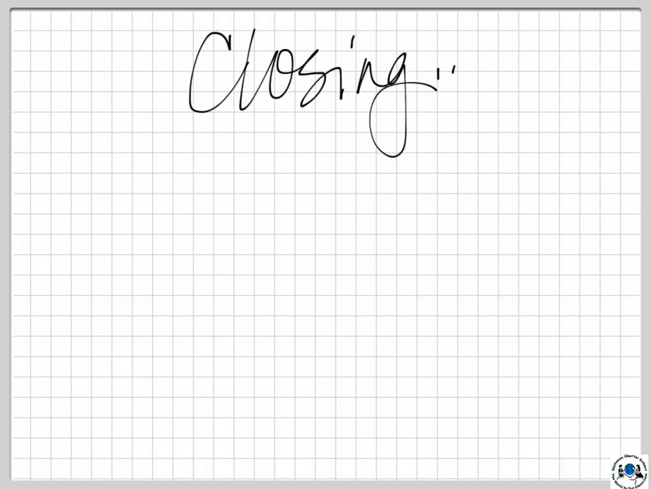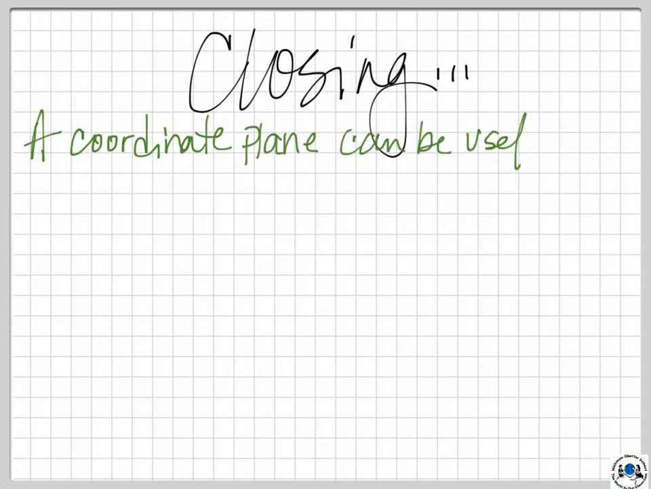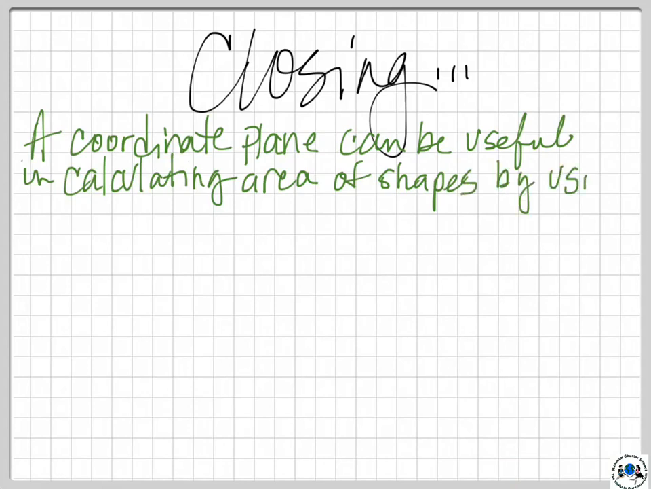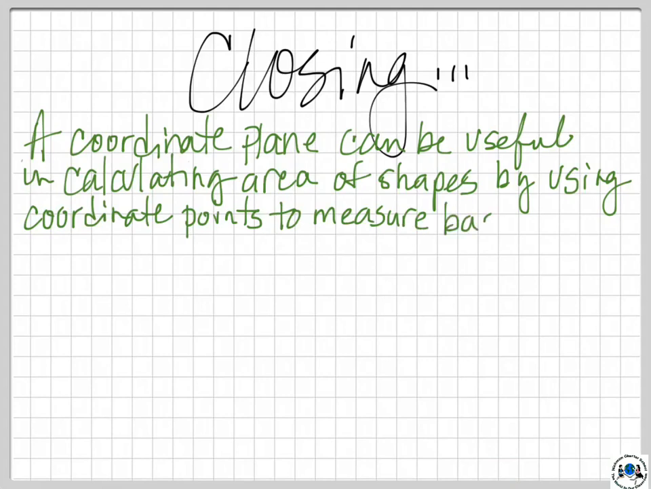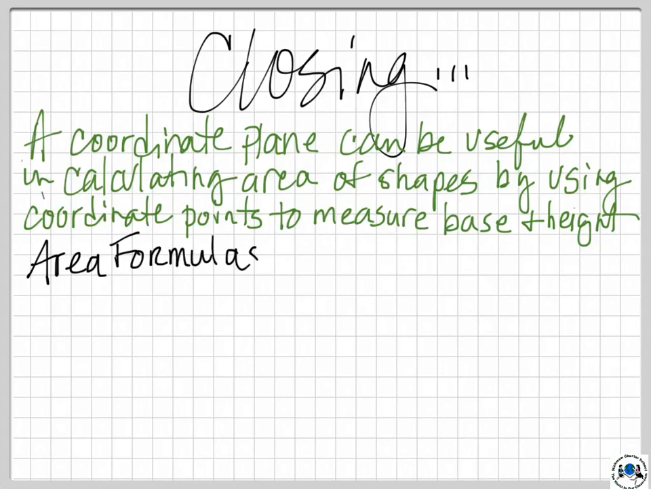Okay, so let's go ahead and close this lesson. One thing hopefully you learned is that a coordinate plane can be a useful tool in calculating the area of shapes by using coordinate points, or what we call ordered pairs, to measure base and height. We'll probably see a lot more of this in the future, and I'm sure you will as you advance in your algebra studies. Now here are those area formulas I was telling you about.